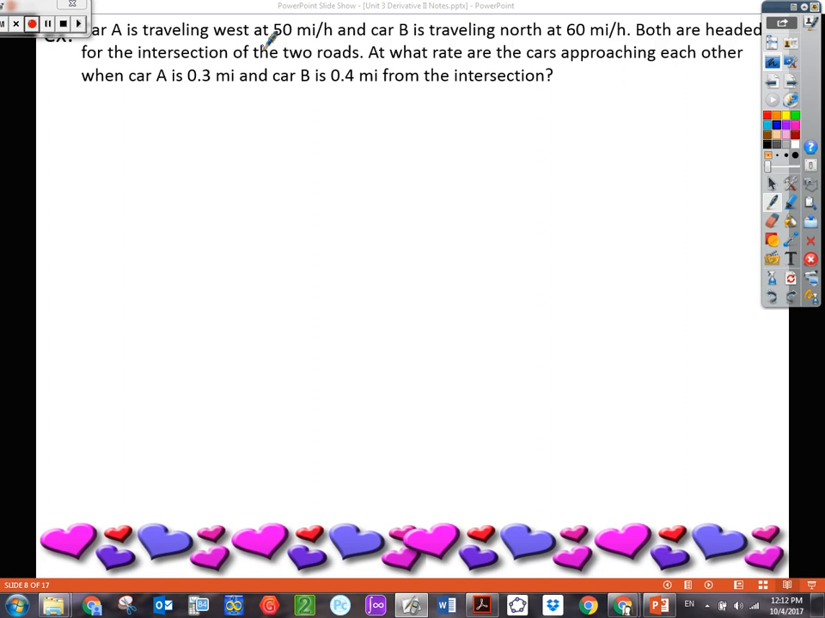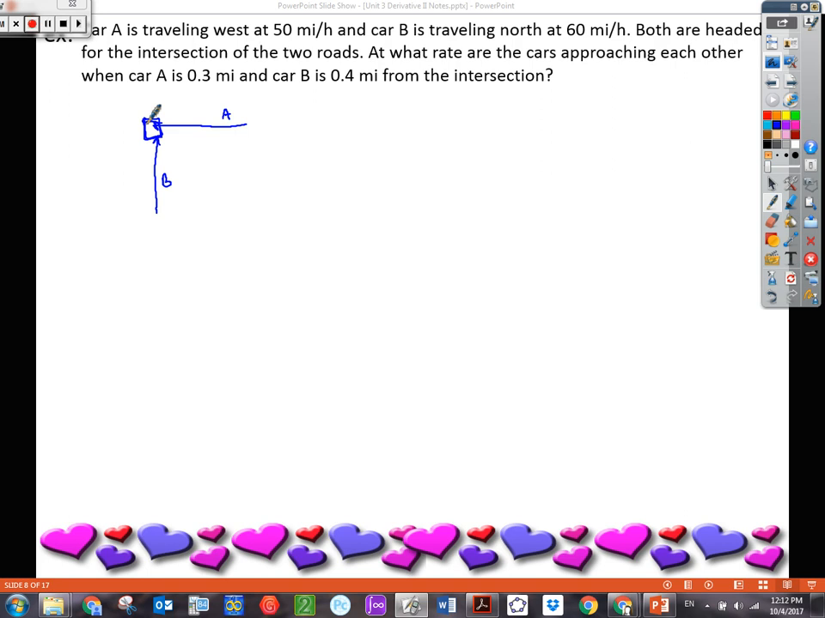So we have car A traveling west. That's car A. We have car B traveling north. That's car B. This would be the intersection right here. Both are headed for the intersection of the two roads. Okay, so I'm good so far. Now it says, at what rate are the cars approaching each other when, and it gives us information. At what rate are the cars approaching each other?